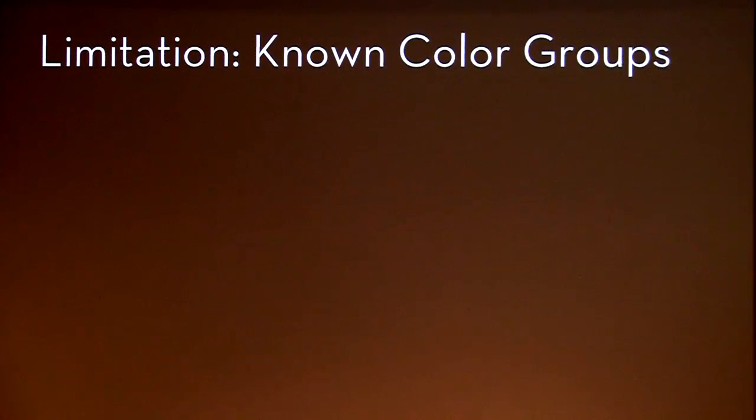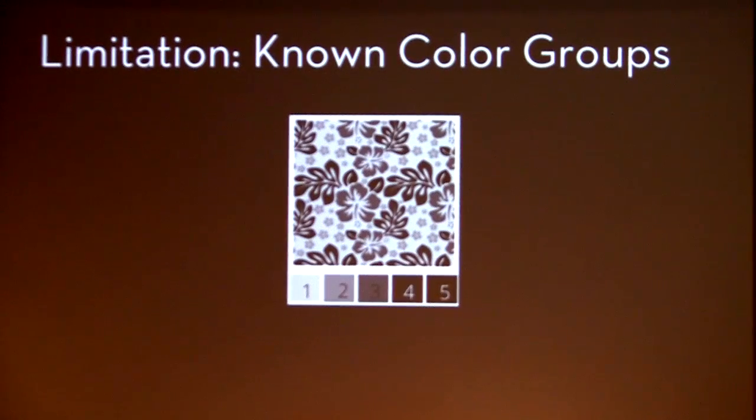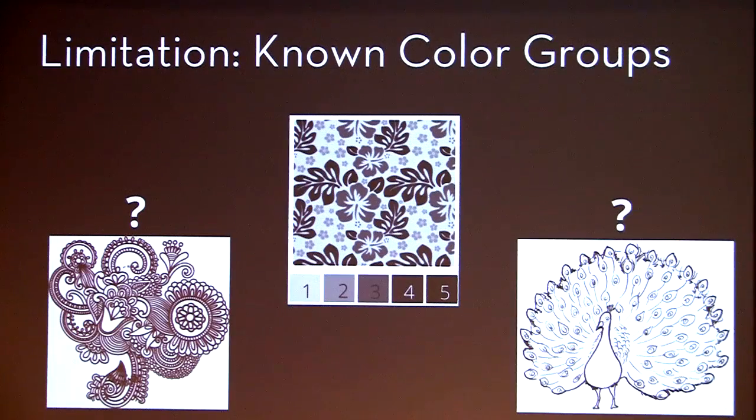Now, additionally, our system is restricted to operating on patterns whose color groups are known in advance. What I mean by that is, in this pattern template, the system has to be told that all of the black regions take the same color, all of the lightest gray regions take the same color, etc. And these kinds of representations can be authored from arbitrary vector art, but it can get tedious to do it for images as complex as these, for example.